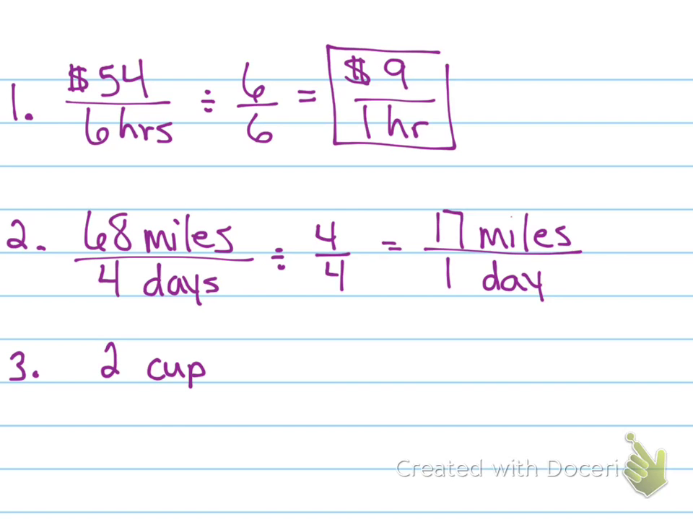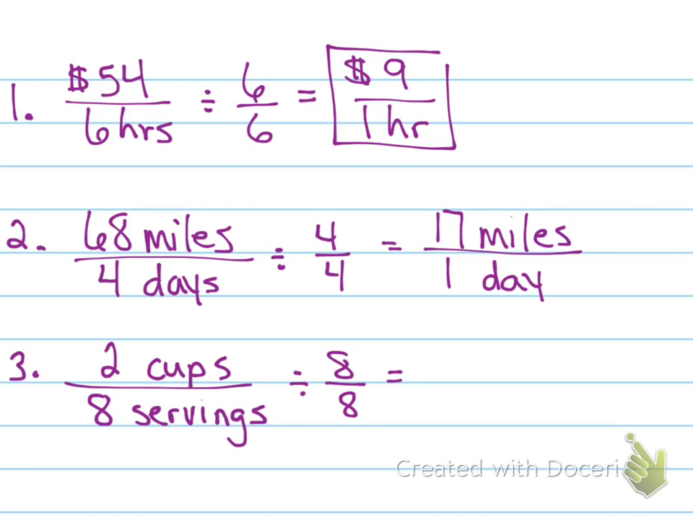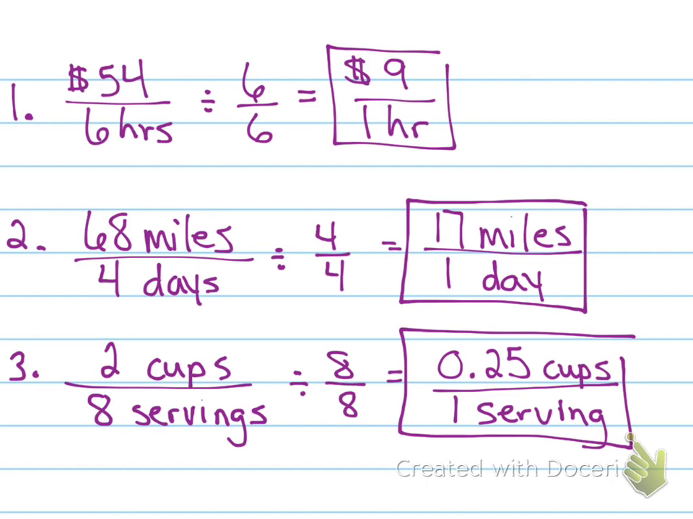What about number 3? 2 cups over 8 servings. Very good. Did you label? Yes. What did you divide by? 8. Very good. And what's your answer? 0.25 cups over 1 serving. Very good. It's 2 divided by 8, not 8 divided by 2. All right, who got all 3 of those right? Good, you guys did well. Any questions on example 1?